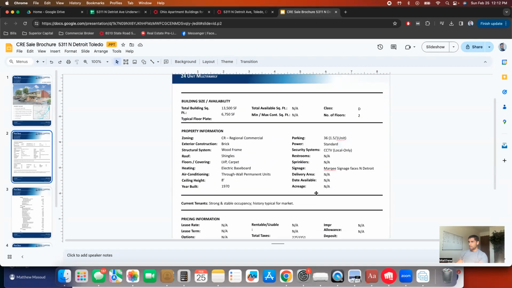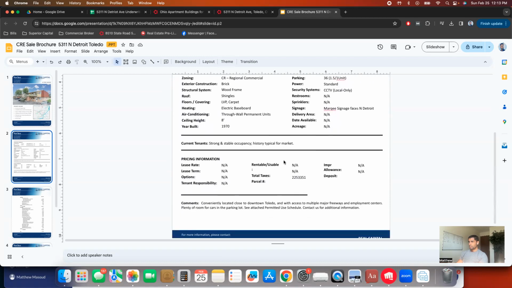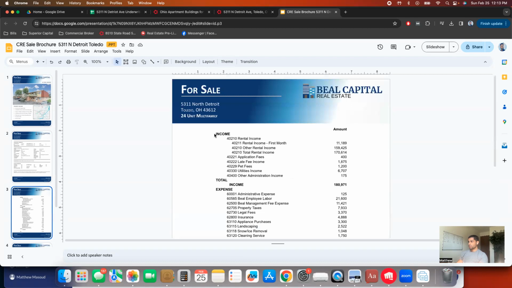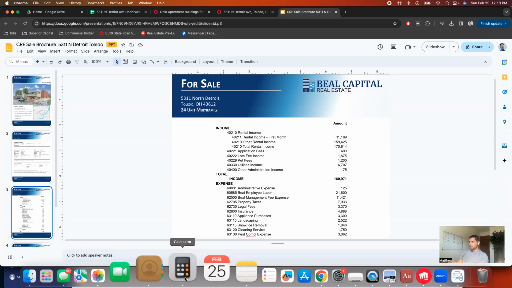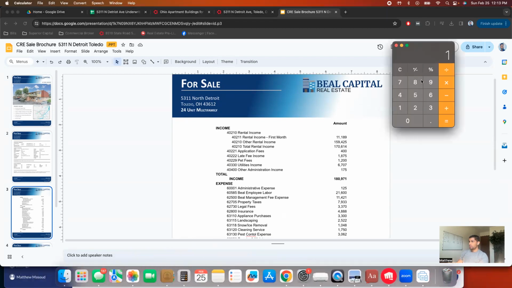So here we dive into some of the details, more into the building. Okay, let's hopefully they have financials. No, Siri, leave us alone. So we have the financials here. We have the income. So let's take the income and figure out on average what they're getting per unit. So they're getting, say, 181,000 per year, divided by 12. Divide that by 24. So they're getting $628 per month in rental revenue on average per unit.